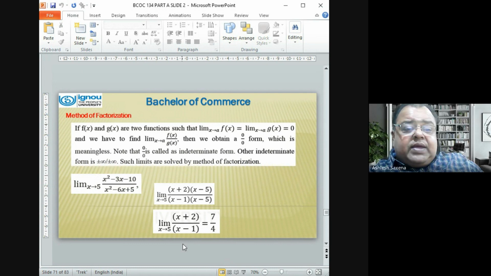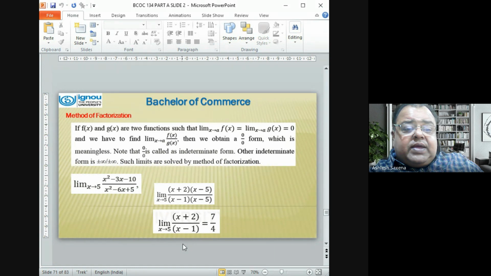Okay. Limit x tends to 5, x squared minus 3x minus 10 upon x squared minus 6x plus 5. This is the problem given to you. First of all, what we have to do? We have to check its form.